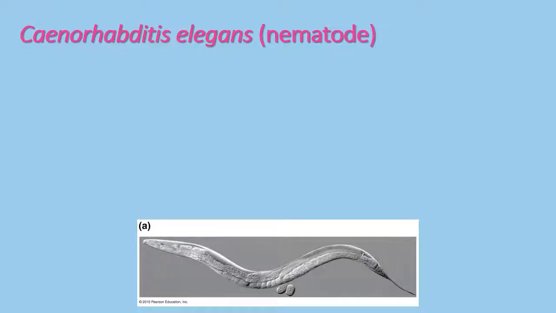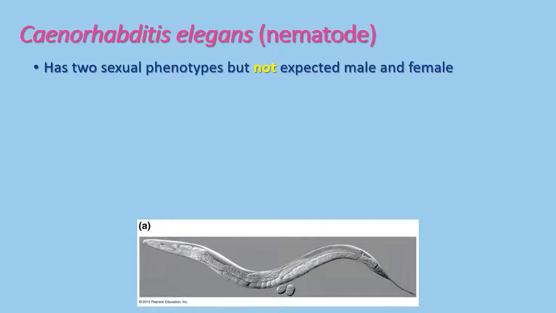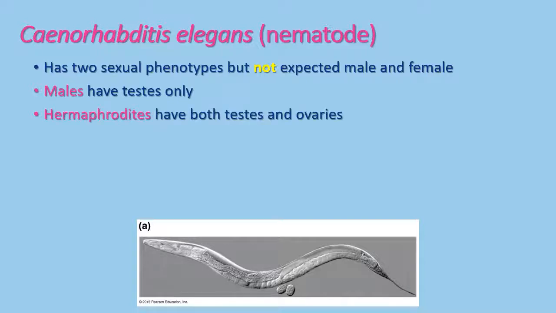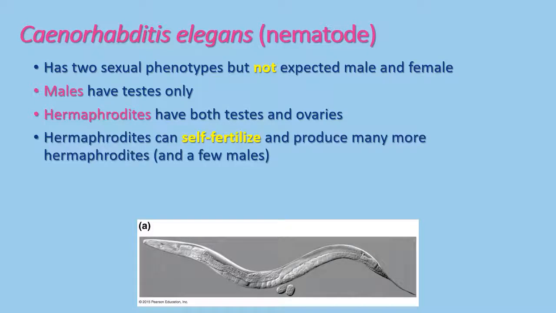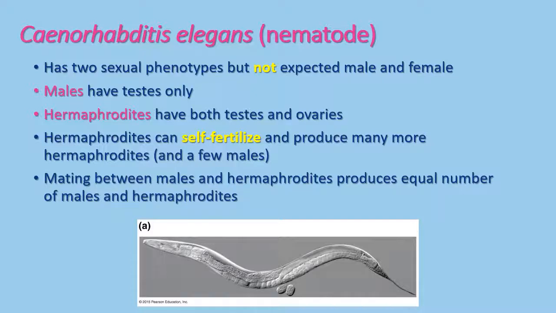Now, Caenorhabditis elegans, this is the nematode. They're kind of neat because they have two sexual phenotypes, but they're not male and female. They're actually males, which have testes only, and then hermaphrodites that have both testes and ovaries. And so the hermaphrodites can actually self-fertilize and produce progeny, of which most are going to be more hermaphrodites, and they do produce a few males. But mating between males and hermaphrodites will produce equal numbers of males and hermaphrodites.